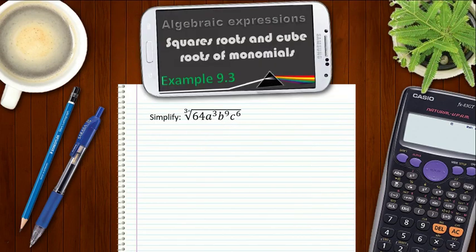Okay, now we have a cube root. So when we had a square root, we divided our exponents by 2. Now when we have a cube root, we're simply going to divide our exponents by 3. And the general law for that is if I have a to the power of x with a y root, then whatever the root is, I just divide the exponent by that. So it's going to be a to the power of x divided by y.